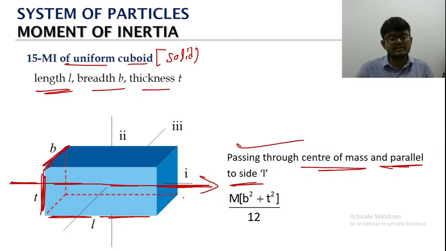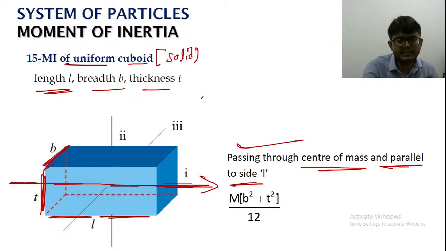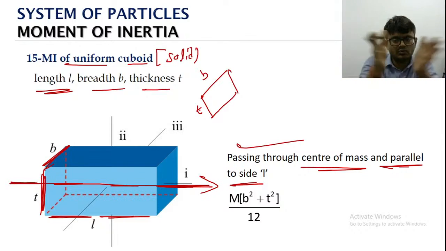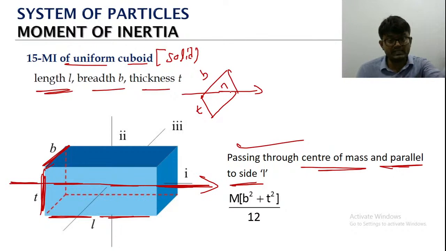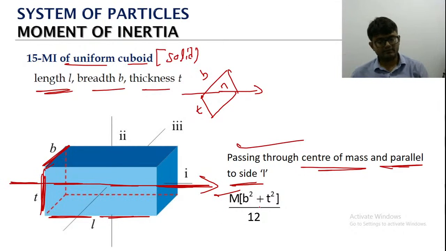You know how we will see this? Think of it: you have the cuboid like this. Just compress it as it is. It will become one sheet, with breadth B and thickness T, two dimensions. We have the axis passing through the center and perpendicular to the plane. We have already seen a 2D sheet, so what is it? M into B square plus T square by 12.